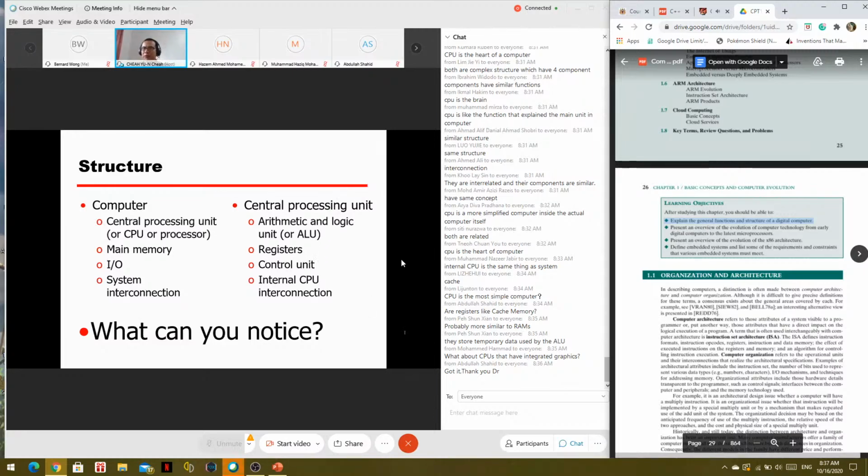What about CPUs that have integrated graphics? If the CPU has an integrated graphics processor, that handles the graphical processing. So it is something like an ALU, but dedicated for graphical processing, like 3D movements and stuff like that. Righto.